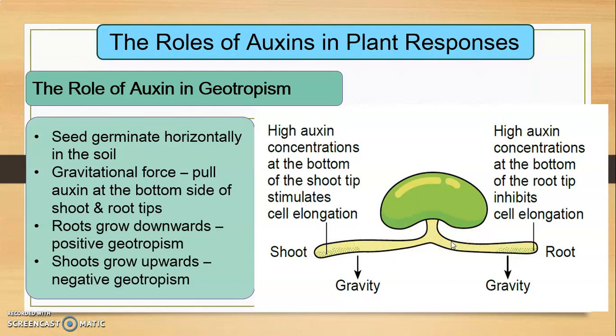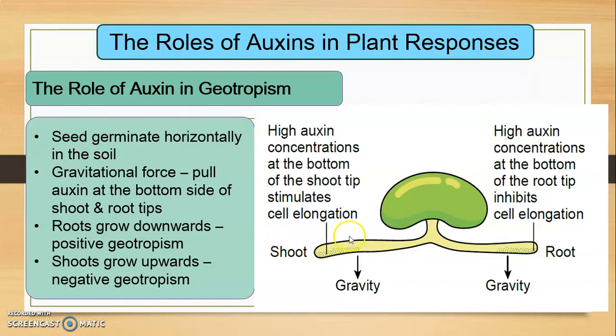What happened to the auxin in geotropism? Auxin that is produced in the tips of the shoot and the root is pulled to the bottom side because of the gravity. The same also occurs in the root: the auxin is pulled to the bottom side of the root.